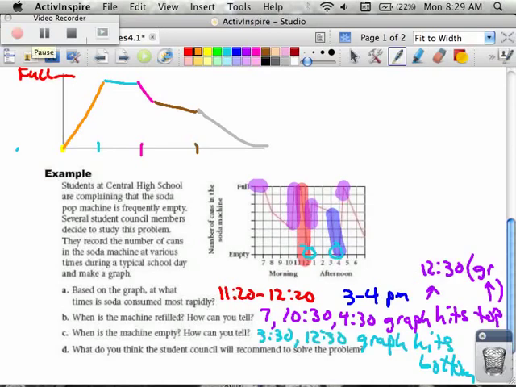Okay, so the times where it was empty were at 3:30 and 12:30. These are the 2 times of concern for the student council. And the 3 suggestions are, number 1, don't drink pop. Number 2, maybe you get a bigger pop machine. Or if you're not going to do either of those, maybe refill at 3:30 and 12:30. You could also get 2 pop machines. So there are lots of different solutions that you could do.